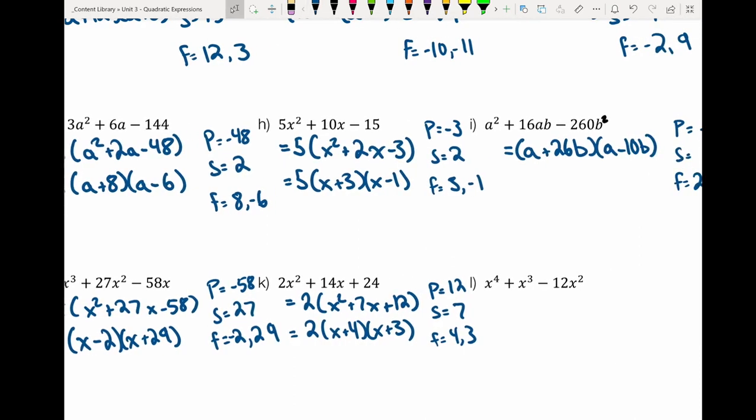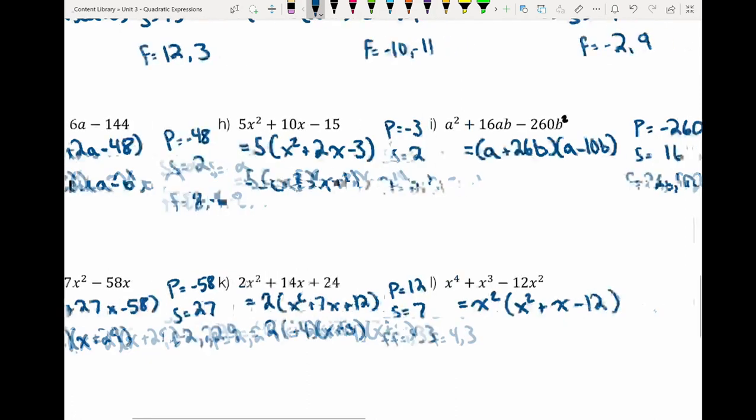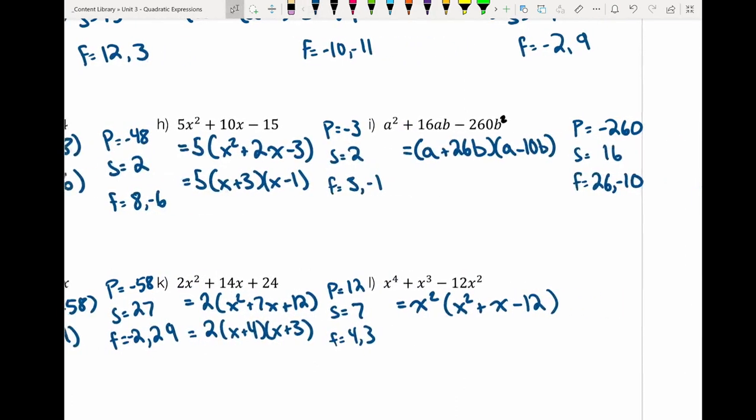Lastly, last example, again, it's not in the form x squared plus bx plus c, but I do see that there is something common between all of them. They all have an x, and when I'm common factoring a variable, I'm taking the lowest degree or the lowest exponent. In this case, it's 2, so I'm going to factor out an x squared. This is going to leave me with x squared plus x minus 12, which is now a simple trinomial.